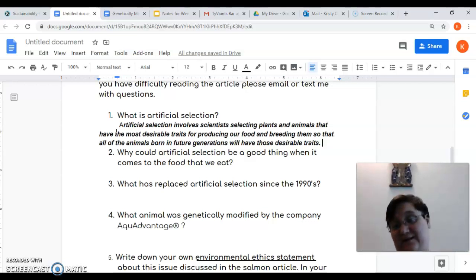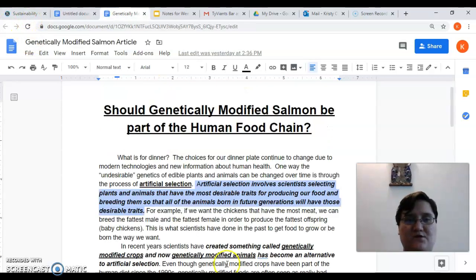It's not kind of like it. It is what we're talking about. That's what artificial selection is. So, okay. Oh, and then I give you an example here.